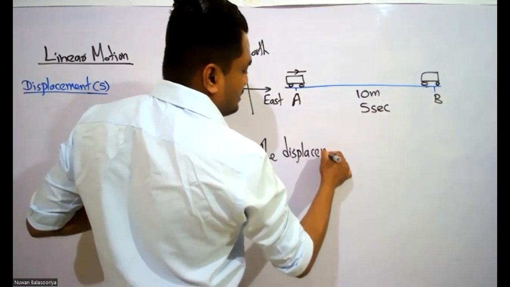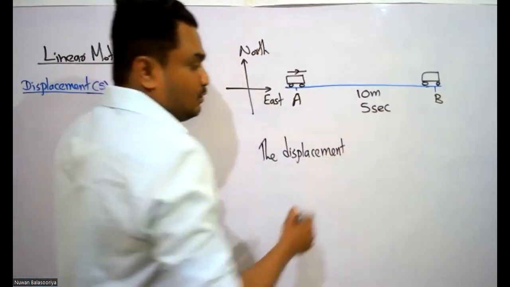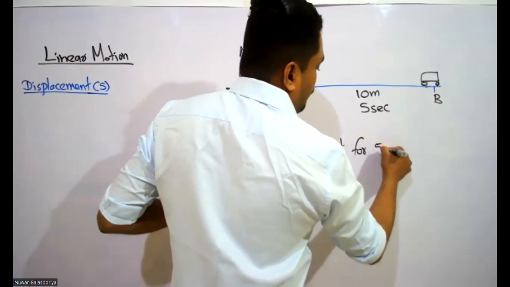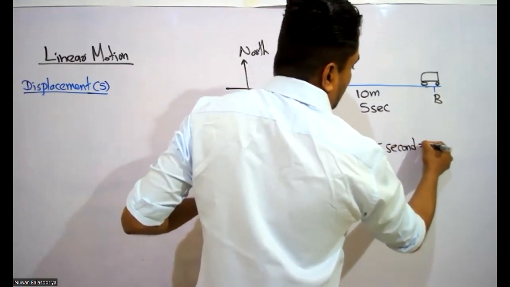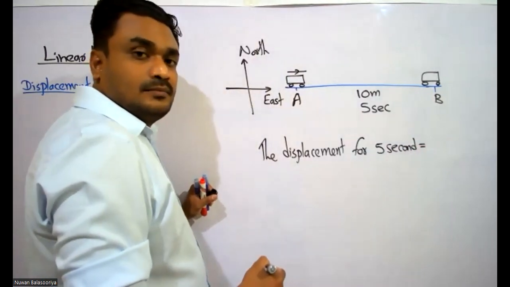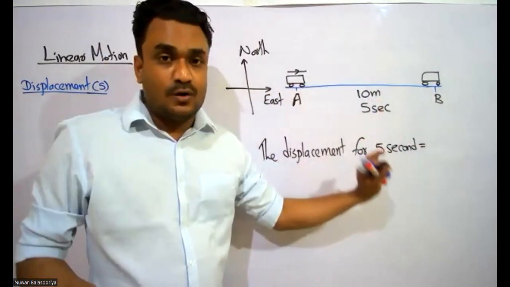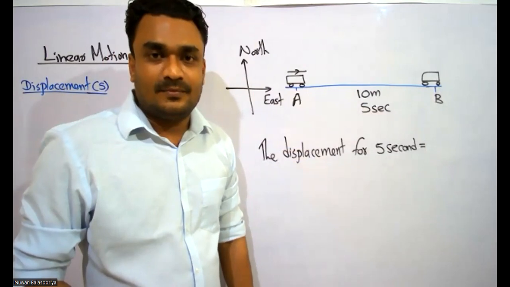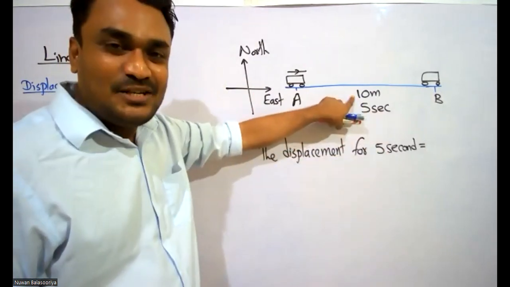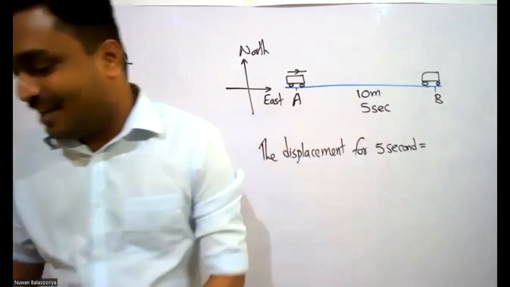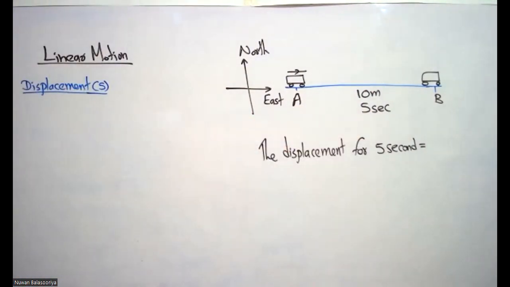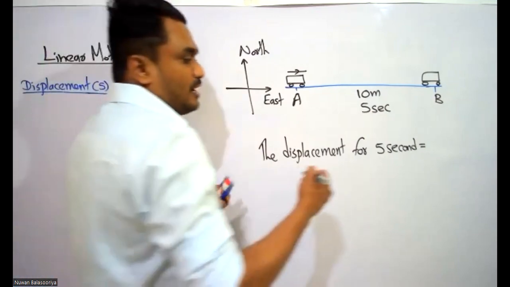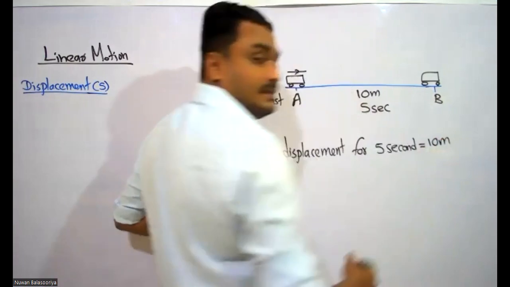What is the displacement of the object for 5 seconds here? How do we find it? Just look, please don't draw the figure, don't write anything. Just tell me what is the displacement of the car for 5 seconds. 10 meters to the east. Very good. Speak loudly. Displacement for 5 seconds is 10 meter.